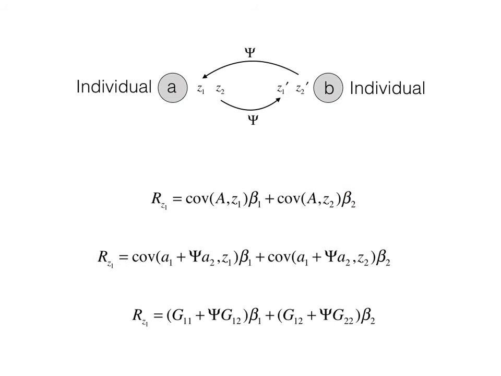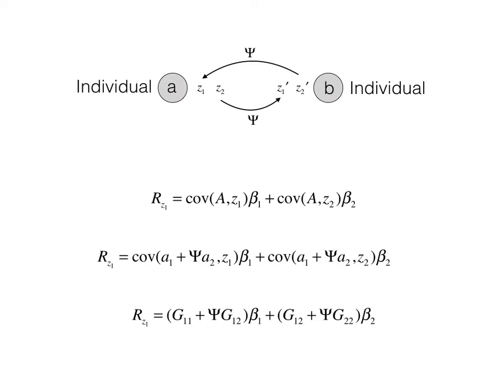Okay, and we can expand these equations, and we can take these covariances, and we end up with an equation that looks like this third one. And what this is really telling us is that the response to selection is a function of the additive genetic variance in trait 1, that's G11, the genetic covariance between traits 1 and 2, that's G12, and the additive genetic variance in trait 2, which is G22.